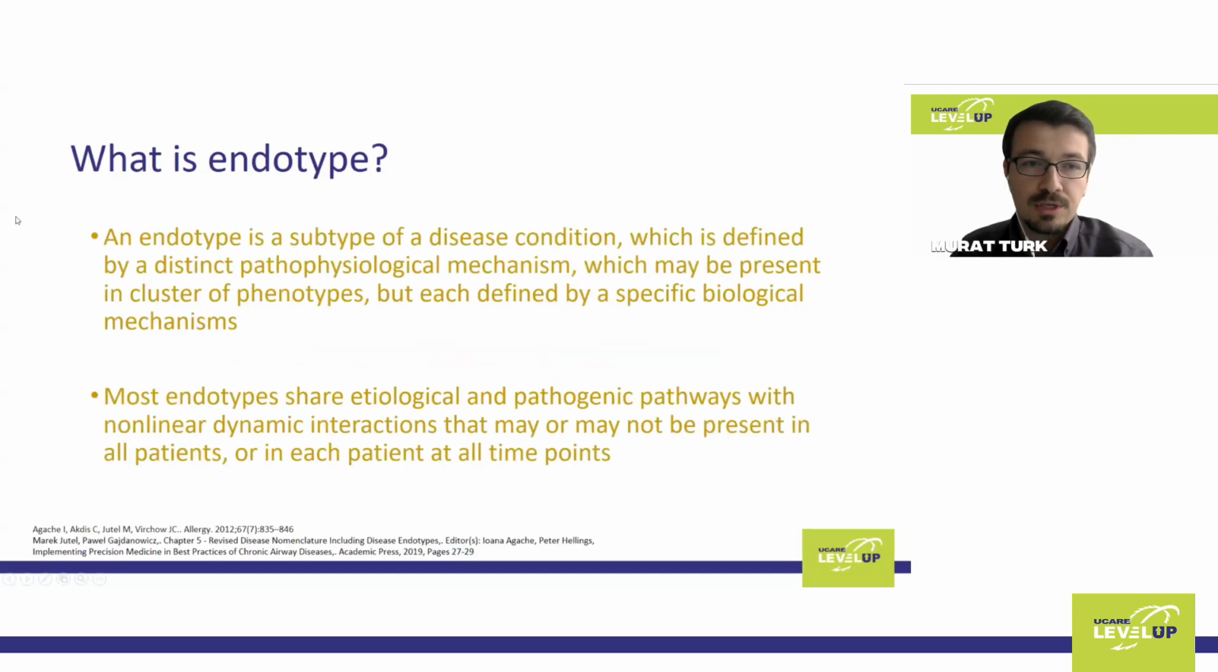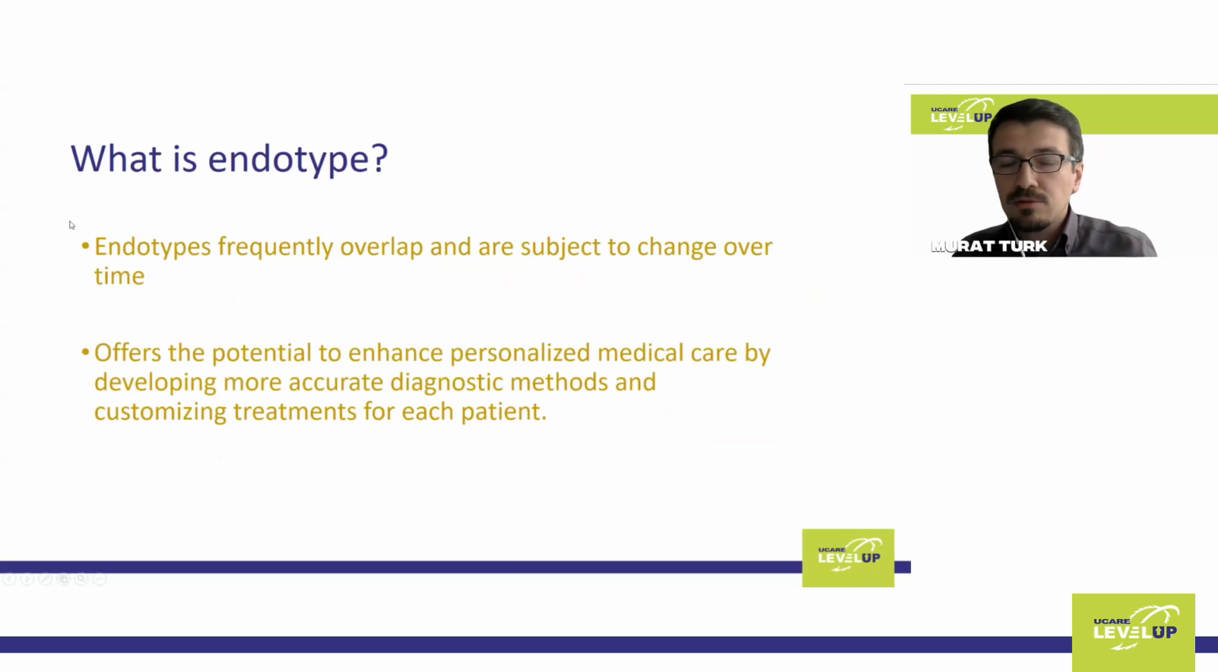When we talk about endotype, what is an endotype? This is a subtype of the disease condition, and it is defined by a distinct pathophysiological mechanism. Most endotypes share etiological and pathogenetic pathways with nonlinear dynamic interactions that may or may not be present in all patients. What does this mean? Endotypes frequently overlap. Endotypes give us clues about the pathophysiological mechanisms. So how can endotypes help us? They offer us the potential to enhance personalized medicine.